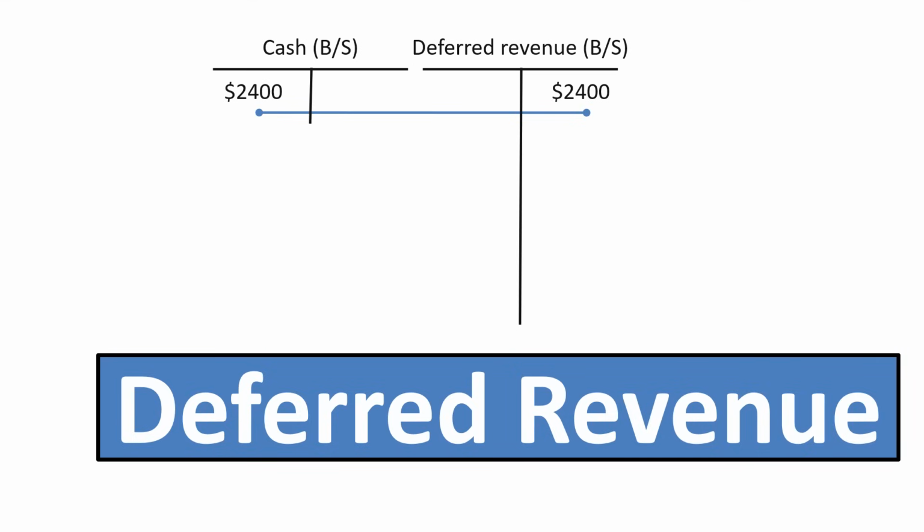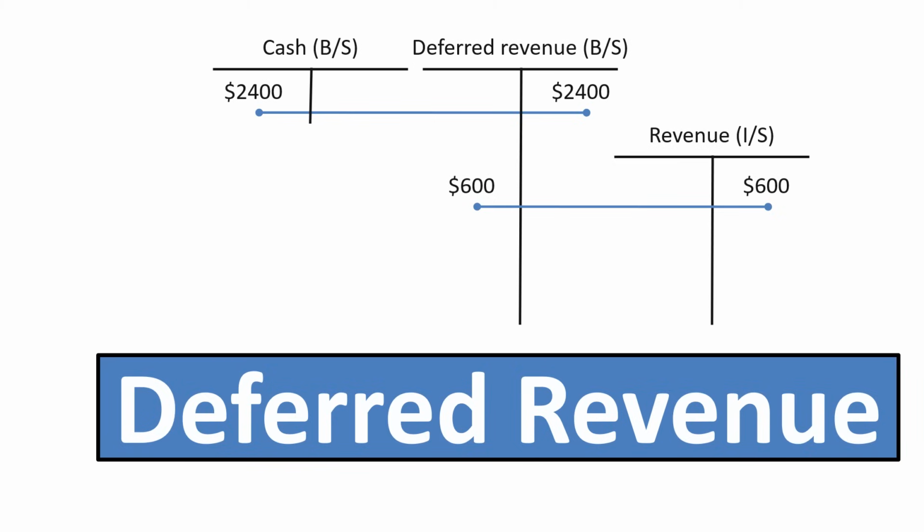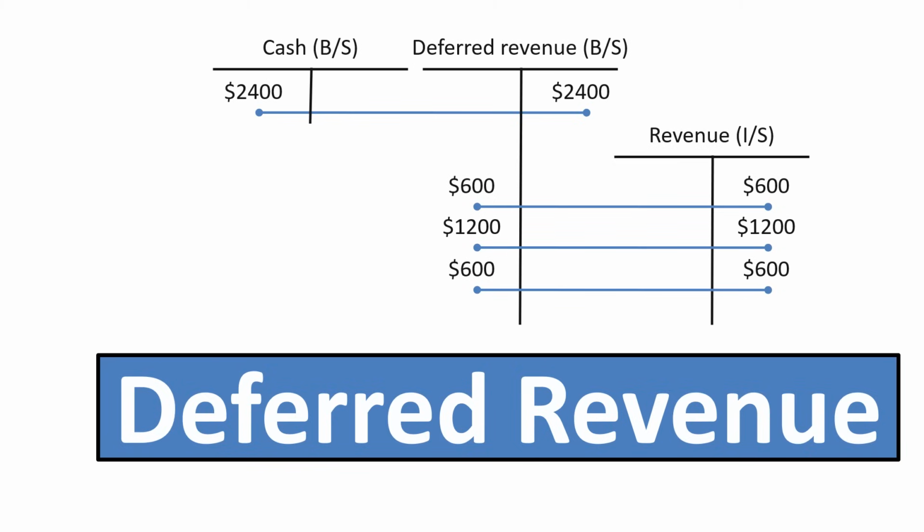For each of the subsequent accounting periods, you determine how much of the upfront payment relates to that specific period and record a debit to deferred revenue on the balance sheet and a credit to revenue in the income statement. At the end of the contract, the sum of the debits and the credits in the deferred revenue account should be equal. It is cleared out.